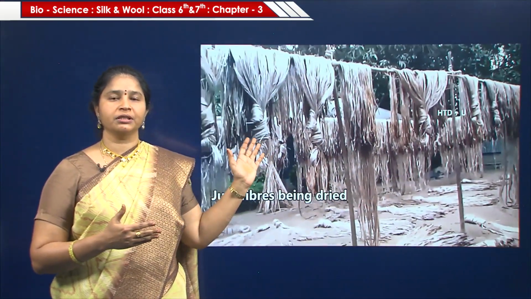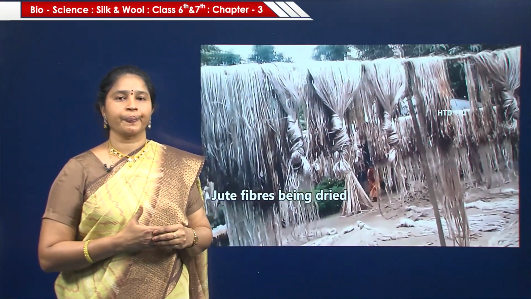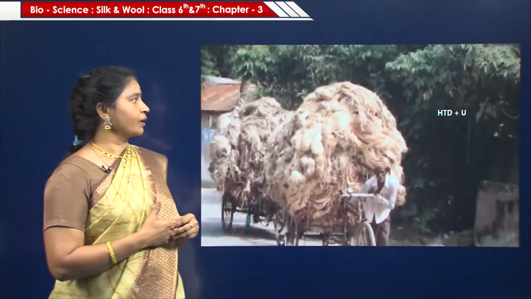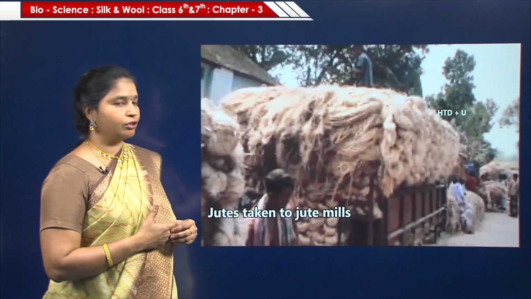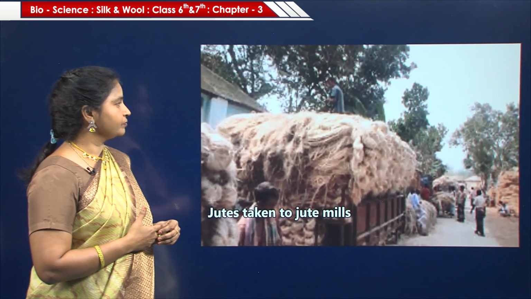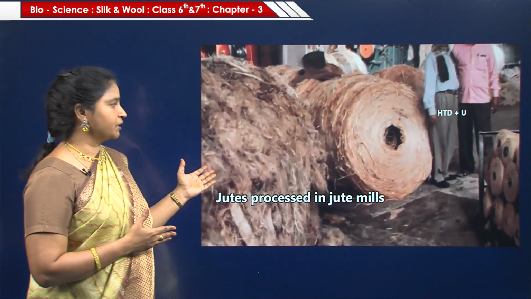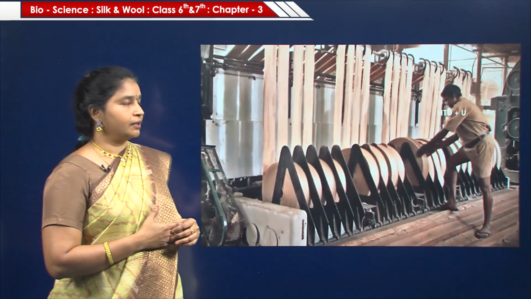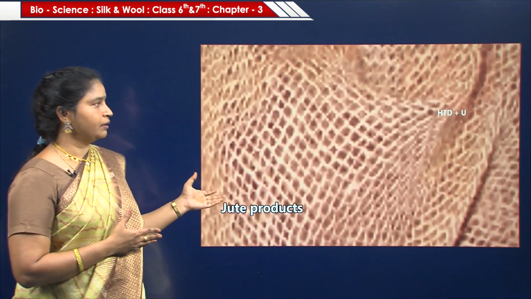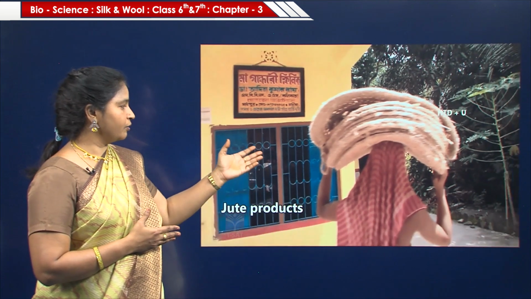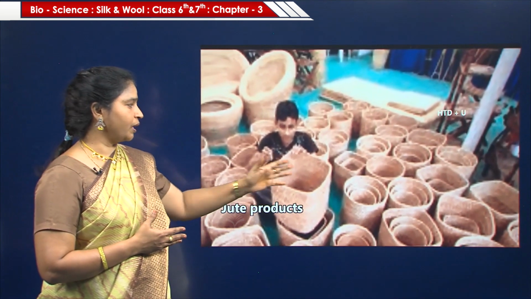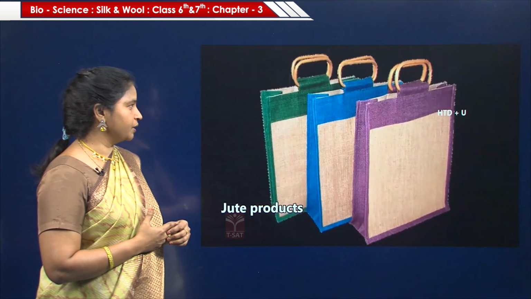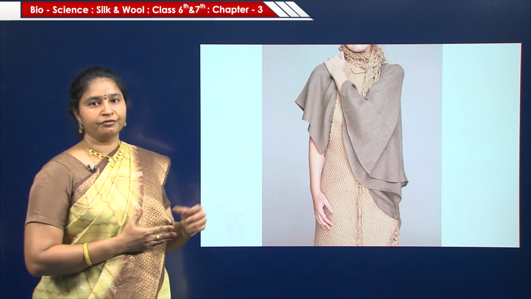Later these jute fibers are taken to the factories, and there these jute fibers are cleaned. You can see they are taking them to the mills. Here the jute fibers are made into bundles in the factories. Later these jute fibers are useful for making jute fabric, and here you can see the doormats and jute baskets. This is also a doormat made with jute fibers, jute bags and jute fabric.